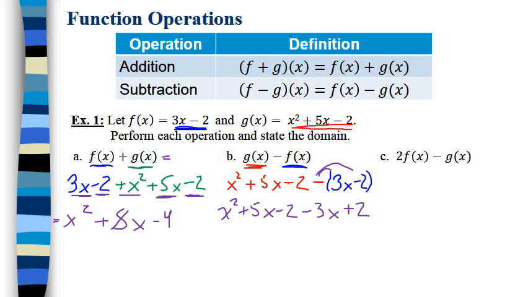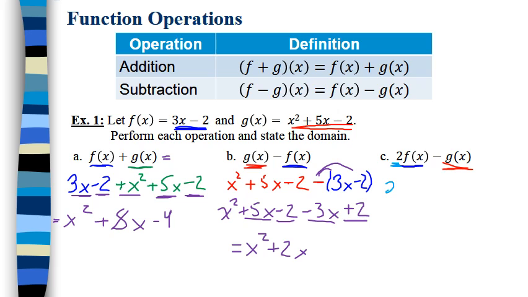So now we can combine like terms. So we have x squared, plus 5x minus 3x is plus 2x, and minus 2 plus 2 is 0. So g of x minus f of x is x squared plus 2x. In the next example, we're going to do 2 times f of x. So that means we're going to multiply f of x by 2 first, and then we're going to subtract g of x.